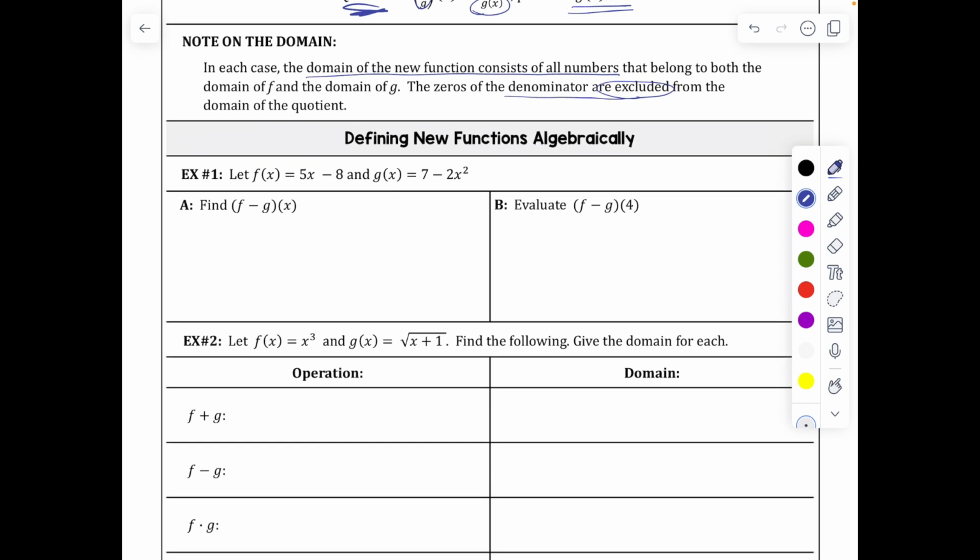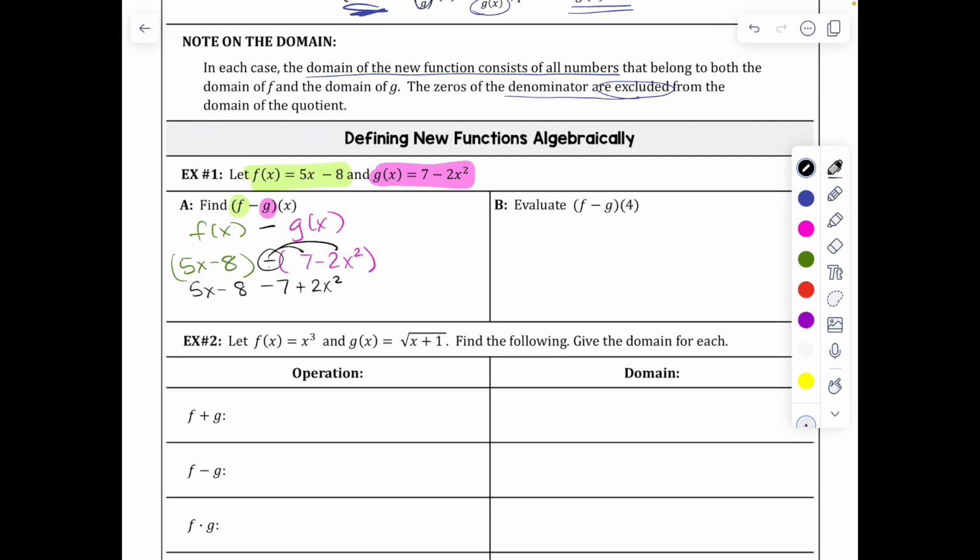So let's talk about what this really looks like. Let's say f of x was 5x minus 8, and g of x is 7 minus 2x squared. Let's find f minus g of x. So here's f of x minus g of x. So this is 5x minus 8 minus g of x, which is 7 minus 2x squared. Remember that when we distribute that negative, it goes to both parts. So this is a minus 7, minus a negative is positive 2x squared.